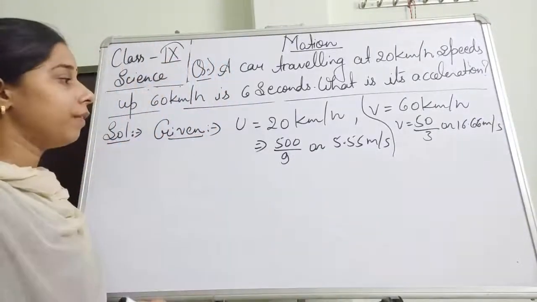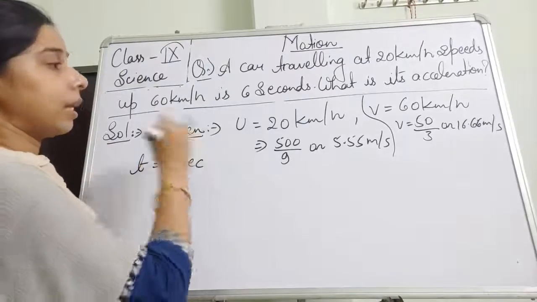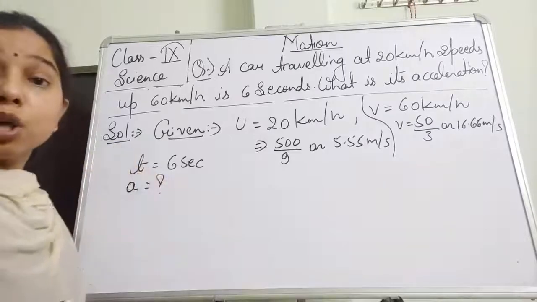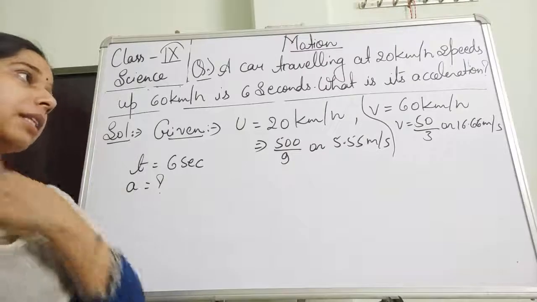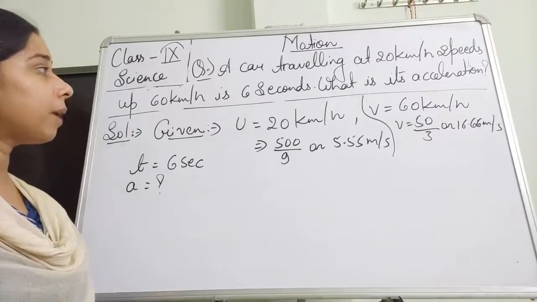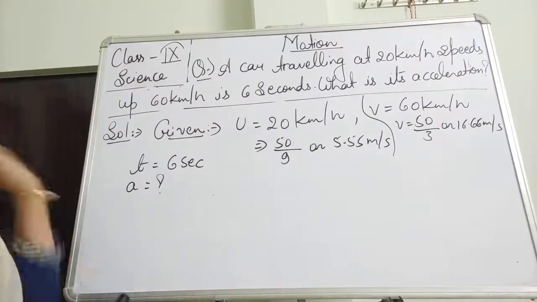Now what we will do, we will see what is the value of t, which is given, that is equal to 6 seconds. So what we have to find is the acceleration, students. So u is given, v is given and t is given. So we have to find the acceleration. So what is the best method by which we can find it?